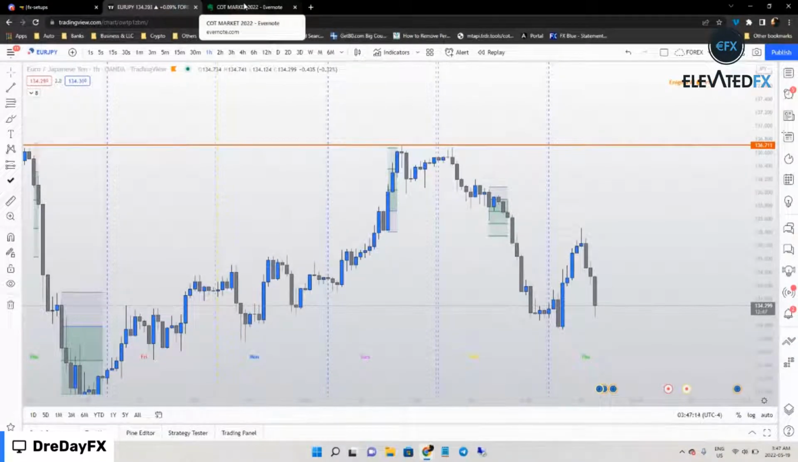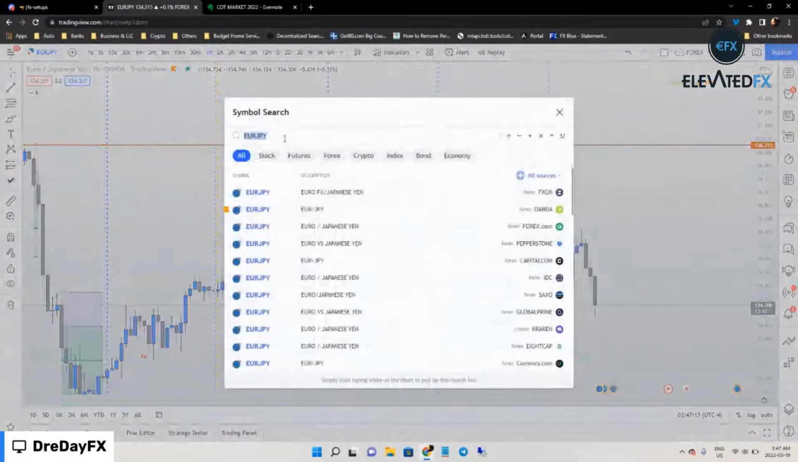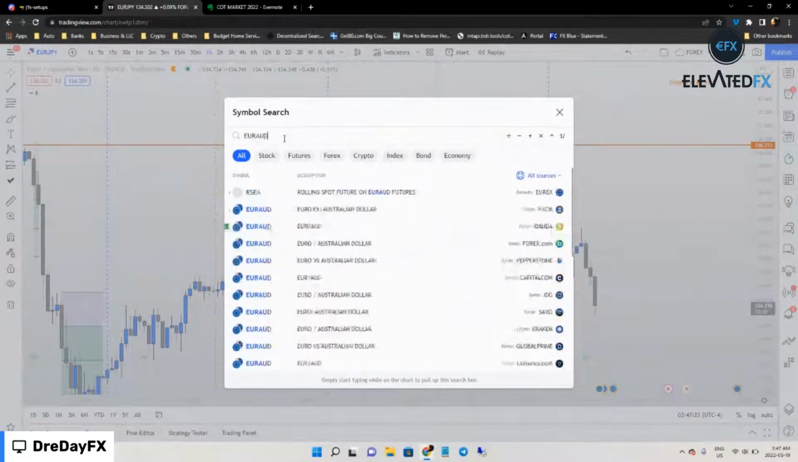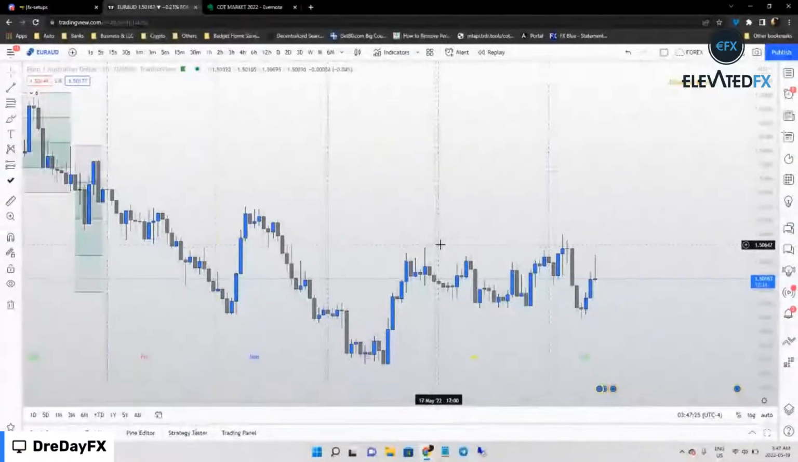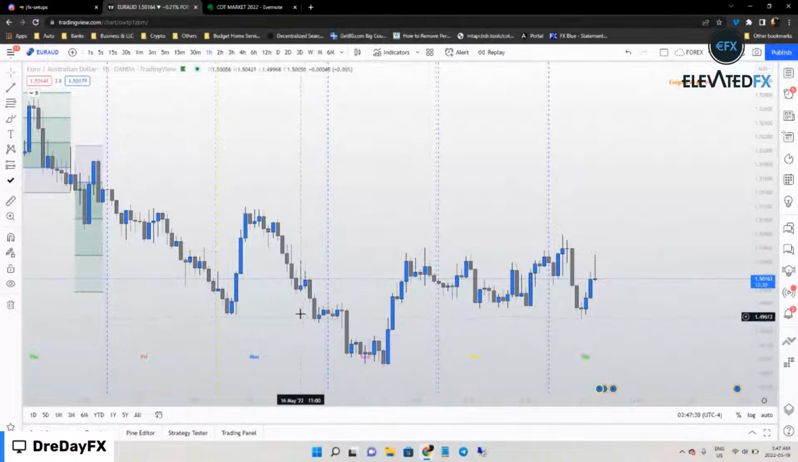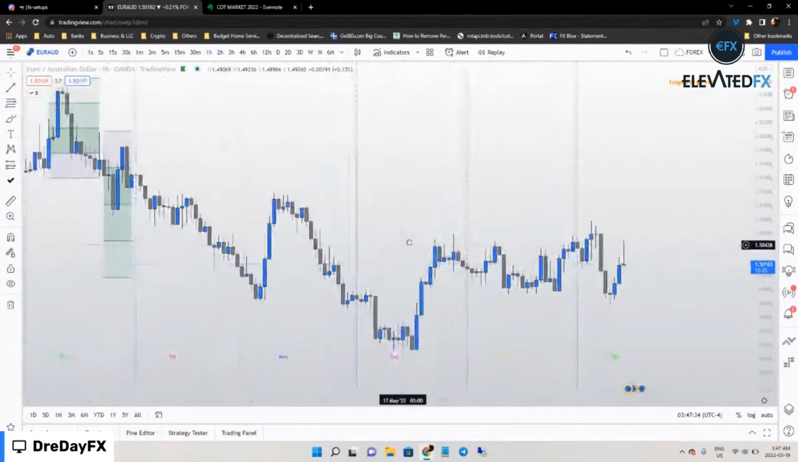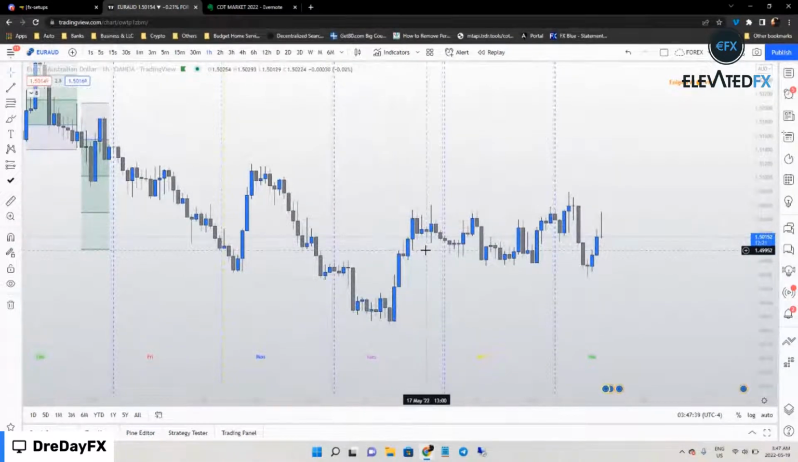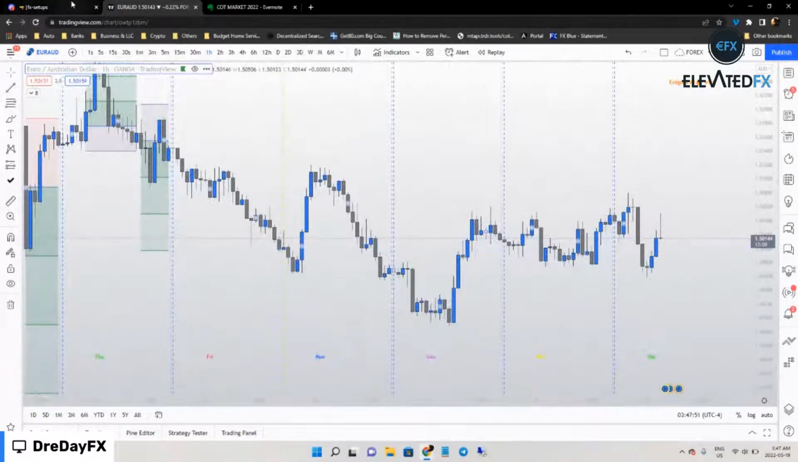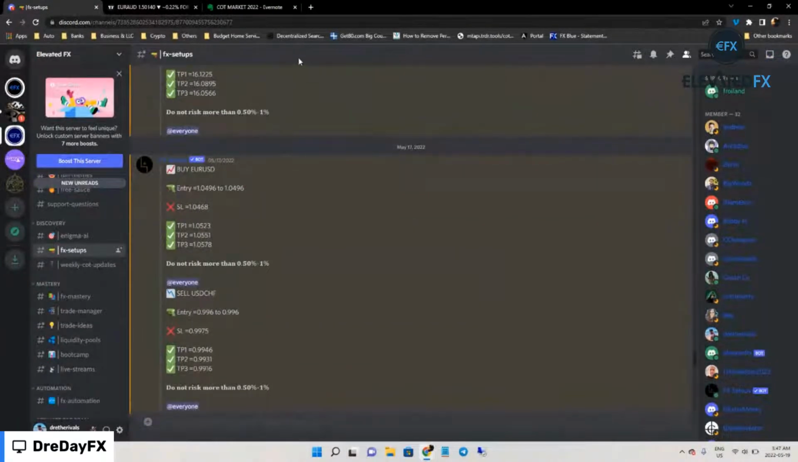And lastly, we have AUD. It didn't print out the signal for some reason, but we did see a big movement here in the market overall. Okay, perfect. So let's look at close.